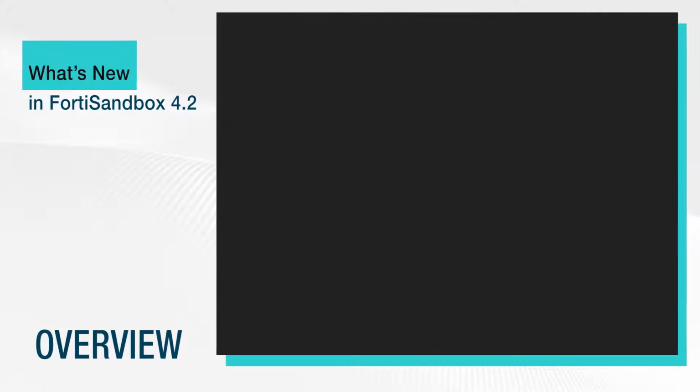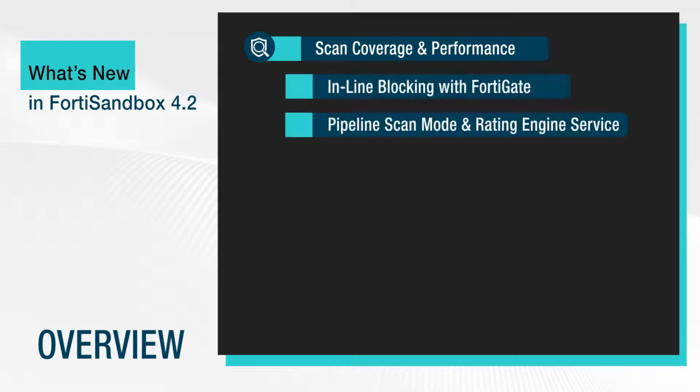Now, on the firmware version 4.2, here are the main new features. Under the scan coverage and performance, the inline blocking feature provides the ability on the FortiGate to hold the file while the FortiSandbox evaluates, then release only if it is rated clean. The pipeline scan mode and rating engine service are architectural changes to improve the overall performance. This version provides 10% performance gain over the previous one.